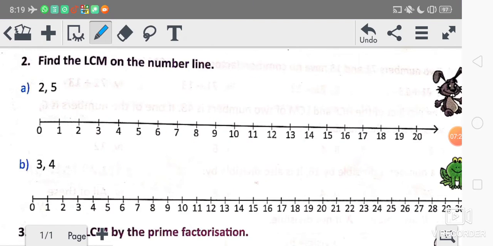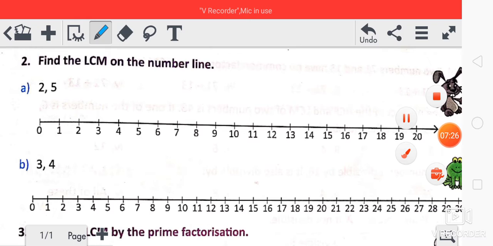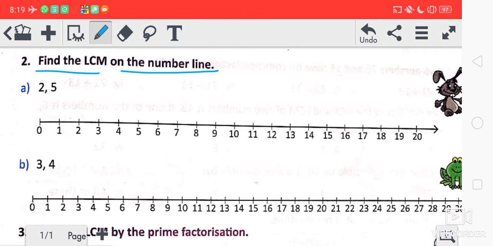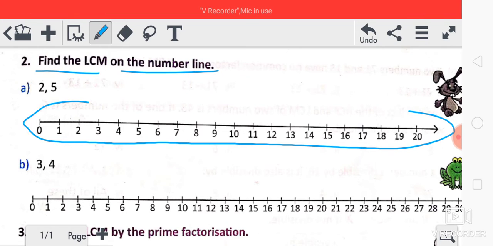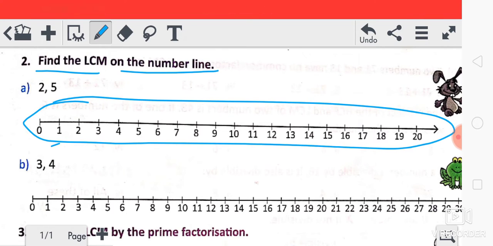now come to question number 2. Find the LCM on the number line. So we have to find the LCM on the number line. So this is the number line given here. In the number line we have written 0 1 2 3 4 5 up to 20. Okay, up to 20 we have written.